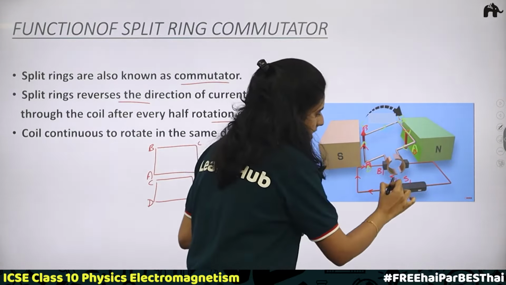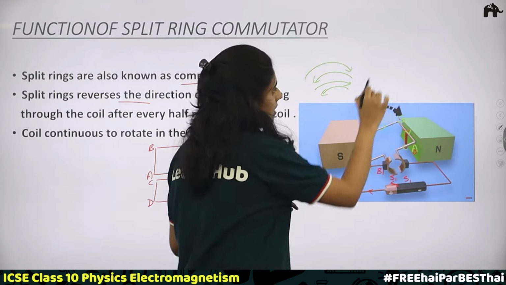Due to this reason, what is happening? You are able to reverse the current. Or else what will happen? The rotation will be 180 degrees, it will go. After that, it will be returning, if there were no split rings. Again 180 it will go returning. So, is there any use? No, right? So the current direction should be getting reversed.